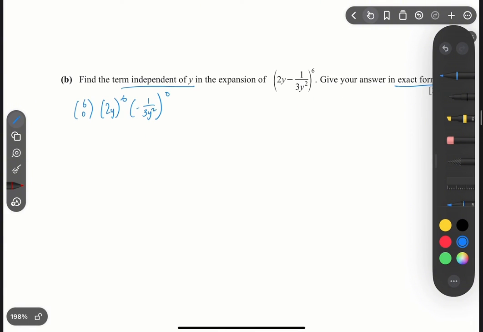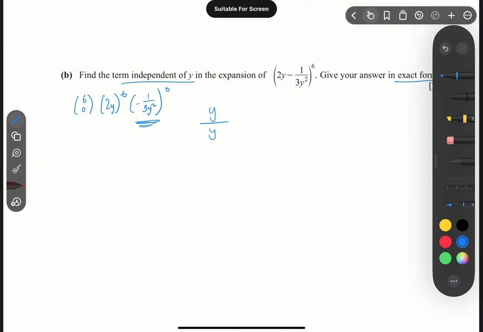In order to get the term independent of y, you need to take note that this part is actually a fraction, so you need the top and bottom to have the same power on y. So for example, y to the power 4 and y to the power 4, so they will both cancel out. So you need to find out what combination of the powers will give you the same power on the y, and it will actually be 6, 2, 4, and 2.